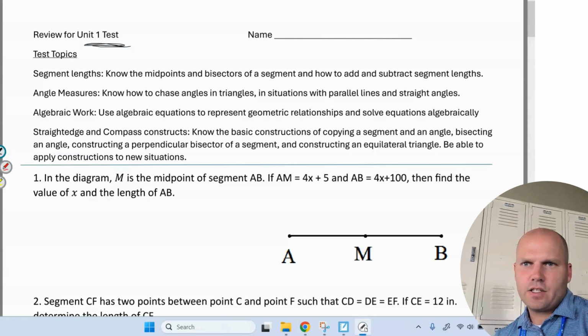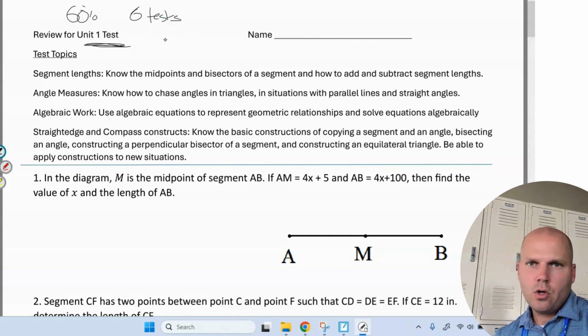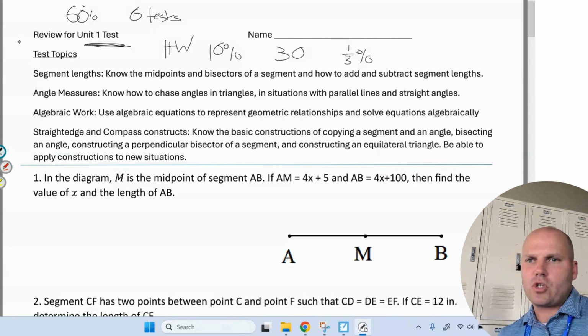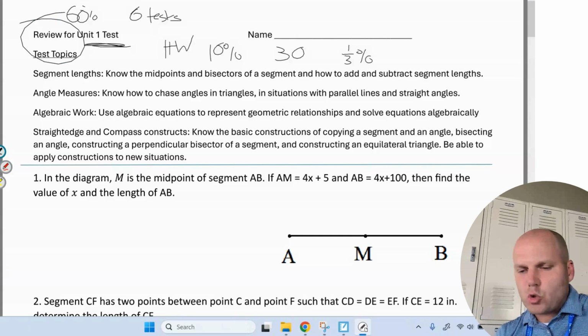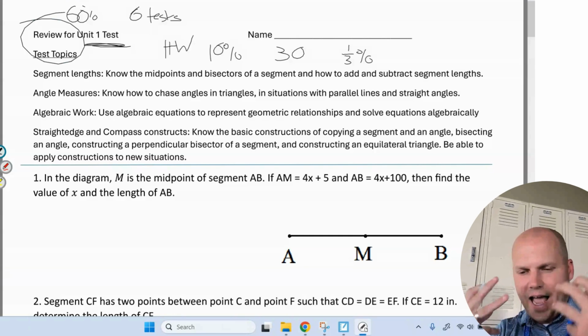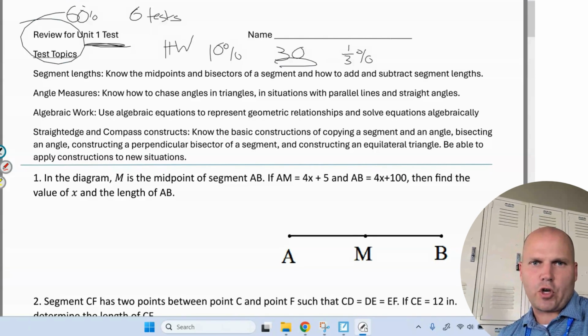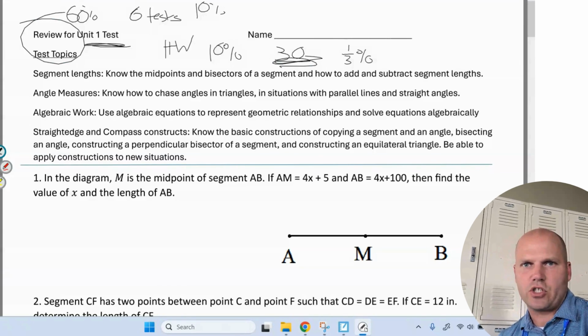This is a test. Tests are worth 60% of your grade. If there's 6 tests total, each test is worth 10% of your grade. Your homeworks are worth only 10% of your grade. If we have 30 homeworks, maybe even more, then each homework is worth a third of a percent. So getting this completed and turned in for a homework grade is worth so much less than actually studying and preparing ourselves. You have to turn in all 30 homeworks to be equivalent to one test grade, which is 10% of your grade.